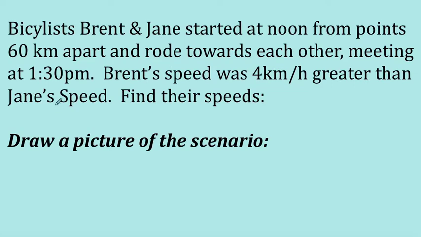There are 3 examples. Our first example deals with when they're going in opposite directions. So Coach Fred, she likes a process. So these are going to be opposite directions. So we've got bicyclists Brent and Jane. They started at noon from point 60 kilometers apart, and they rode towards each other, meeting at 1:30. Brent's speed was 4 kilometers greater than Jane's speed. Find their speeds.